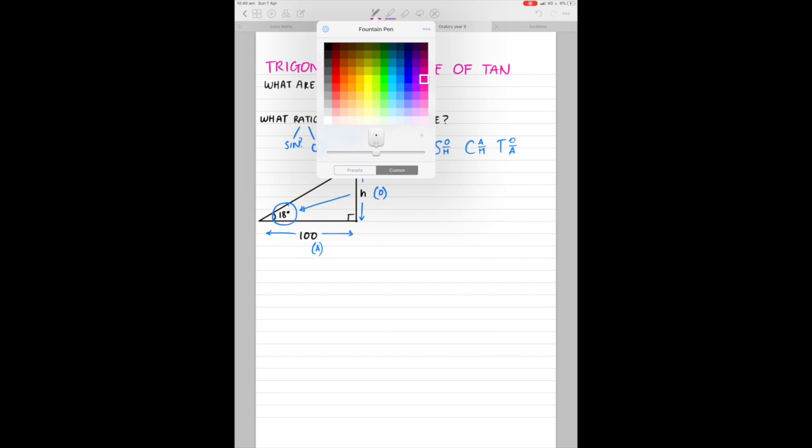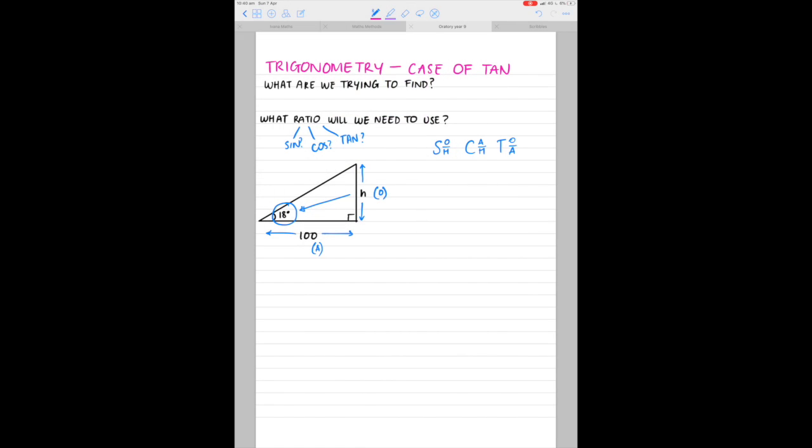So if we take a look at what ratio to use, we have an opposite, we don't have a hypotenuse. We can cancel that out. We have an adjacent, we don't have a hypotenuse. We can cancel out cos. Looks like by process of elimination, we're going to be using tan because we have an opposite, we're trying to find our opposite, and we have an adjacent.